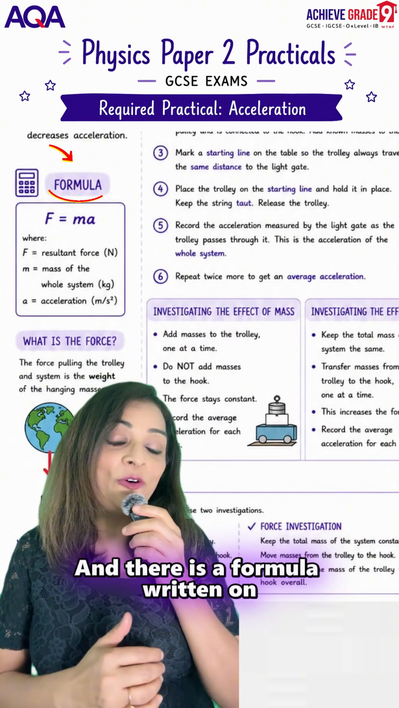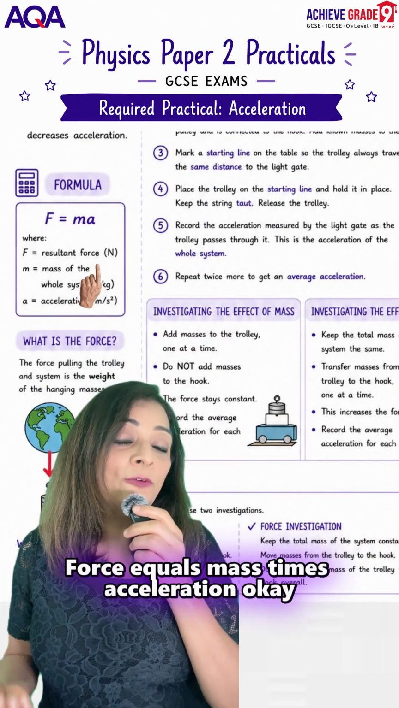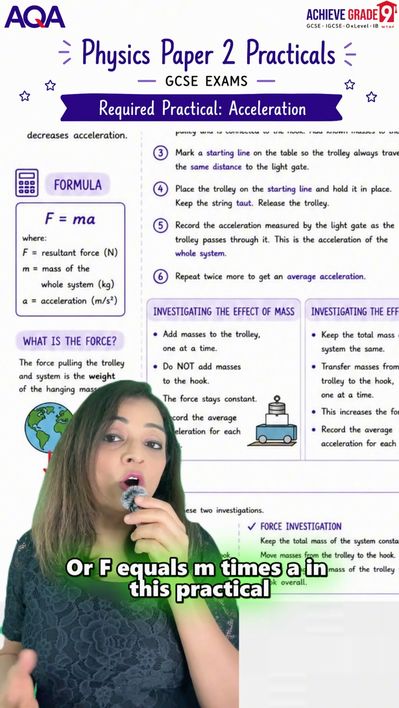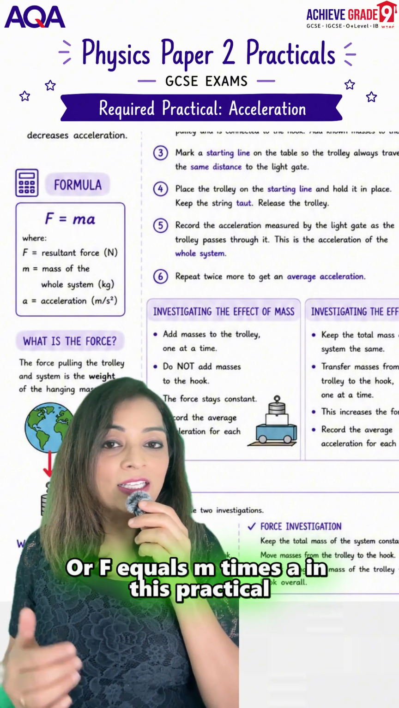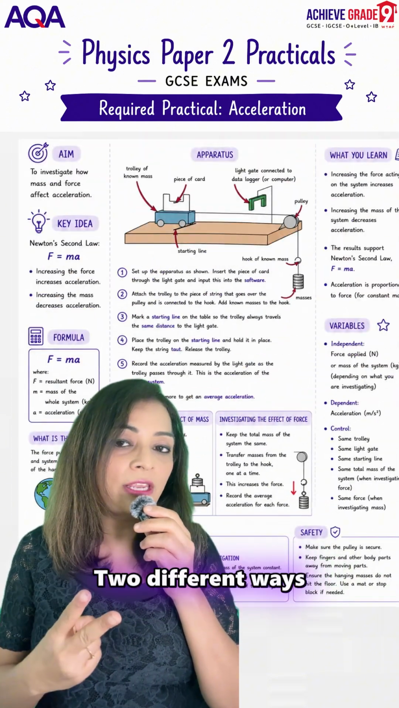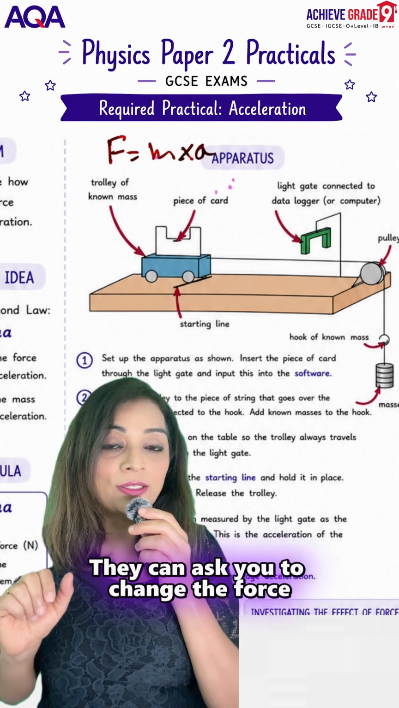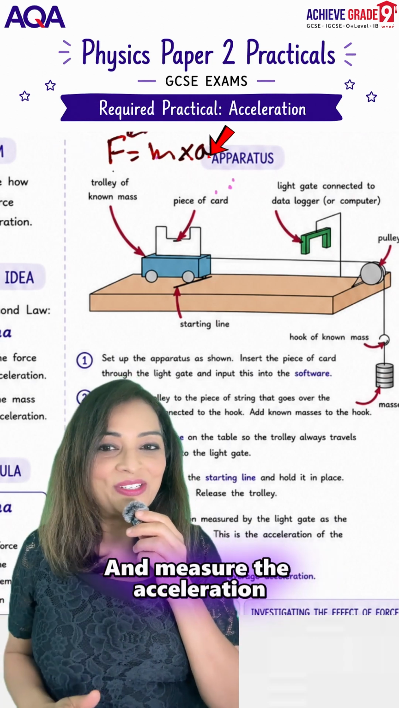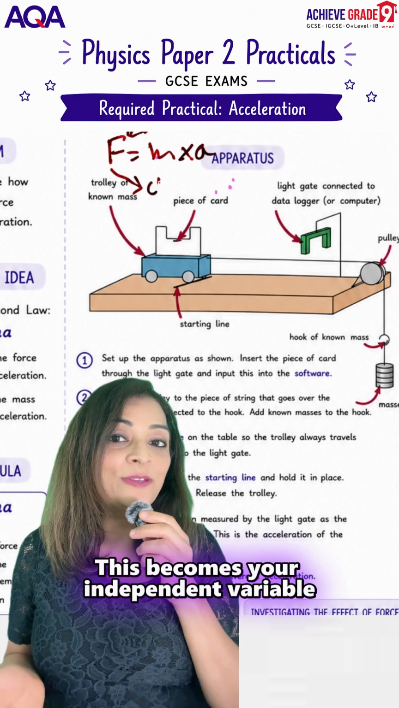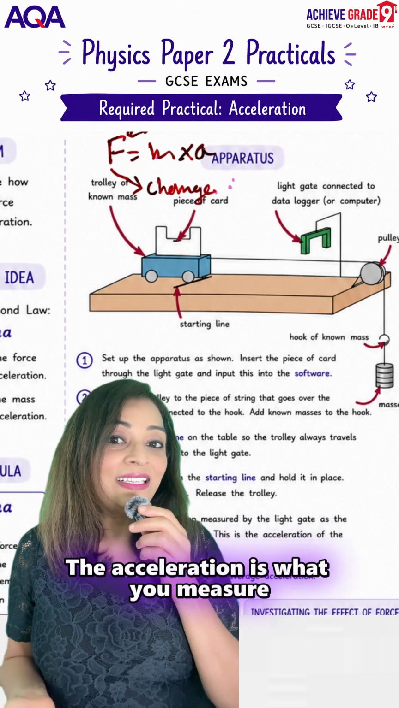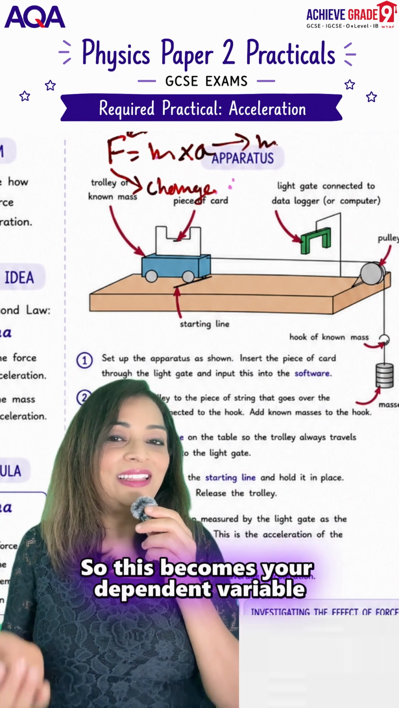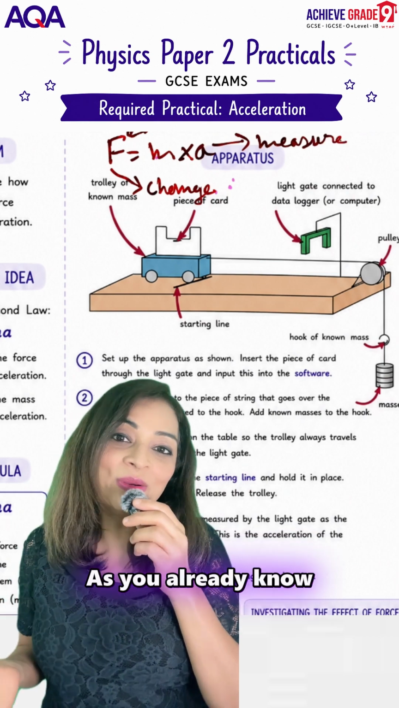And there is a formula written on Newton's second law: force equals mass times acceleration, okay? Or F equals m times a. In this practical, you can be asked questions in two different ways. The first way is that they can ask you to change the force and measure the acceleration. So if you change the force, this becomes your independent variable. The acceleration is what you measure. So this becomes your dependent variable, as you already know.